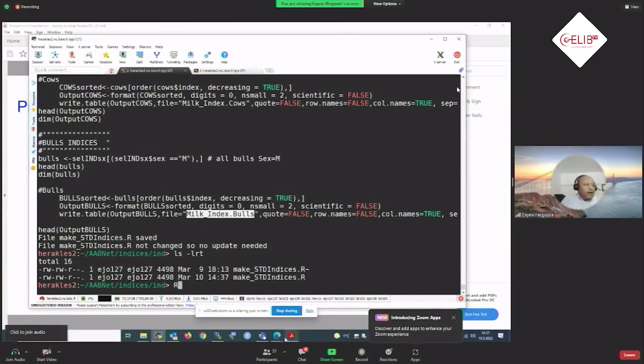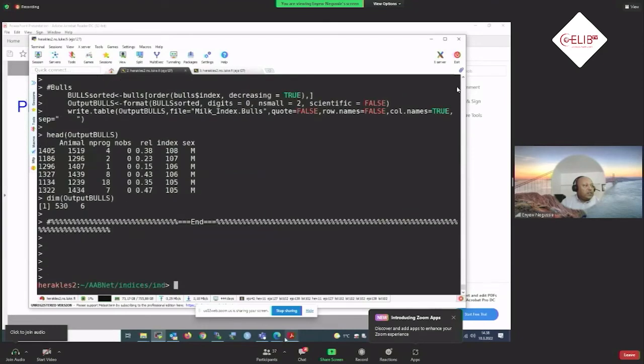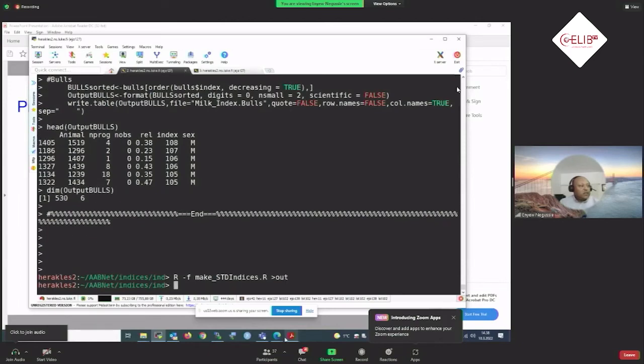So if you have R, you can run it like this in Linux: capital R space -F and your R script. So I enter, and everything comes to the screen. I want the log to be written out to a file called out. I do that one. It is quick and done.